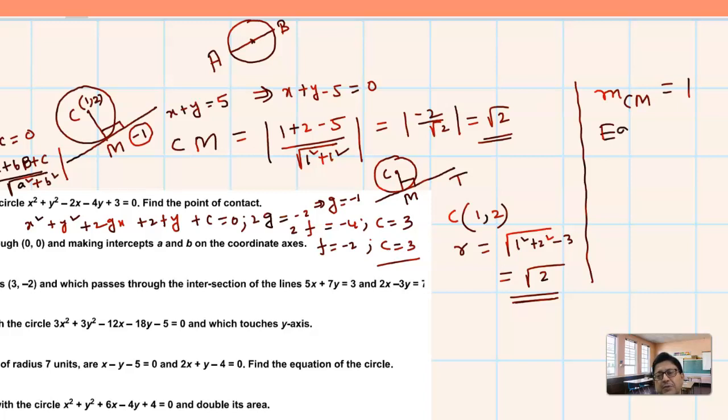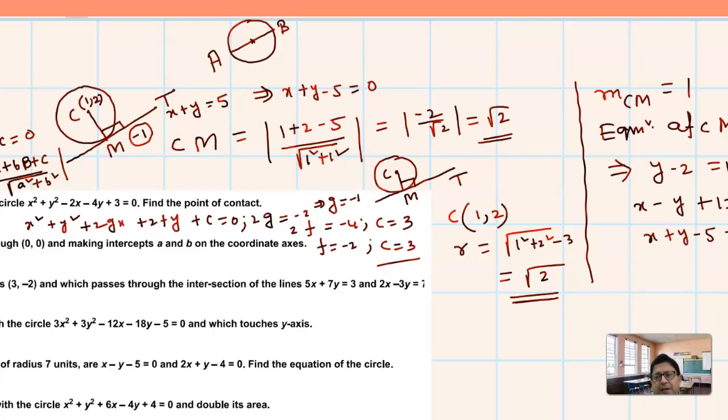So the equation of Cm is given by y minus 2 equal to m into x minus x1. That is x minus y plus 1 equal to 0. Take this one as number 2. So this is your Cm, and for the tangent, the equation is given: x plus y minus 5 equal to 0. This is number 1. Now we can add these two equations.